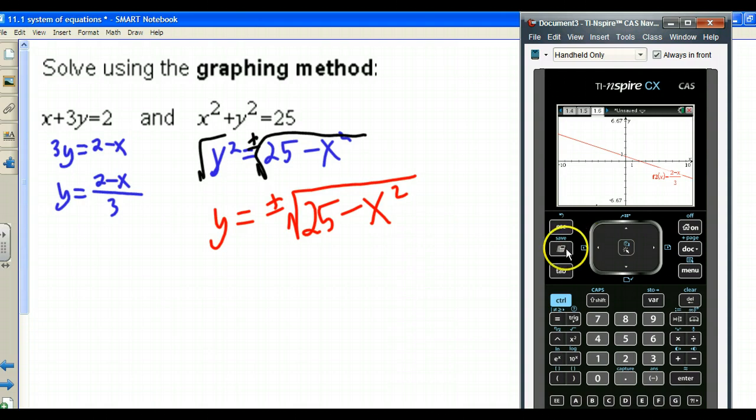You just have to type that in as two separate functions. So to do that, hit the tab key, type in square root of 25 minus x squared.